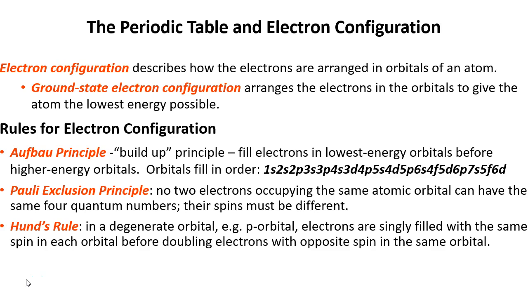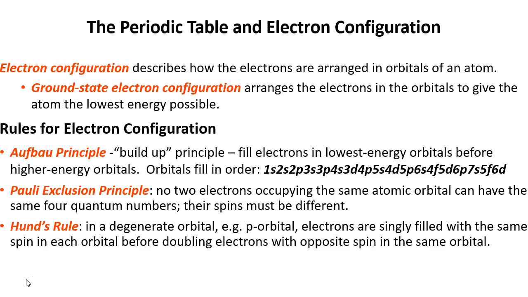Now there are rules we have to abide by when we're doing electron configuration. One of the first rules or principles is called the Aufbau principle, which represents the build, also known as the build-up principle. And essentially what this principle says is that we fill electrons in the lowest energy orbitals before we start filling in the higher energy orbitals.